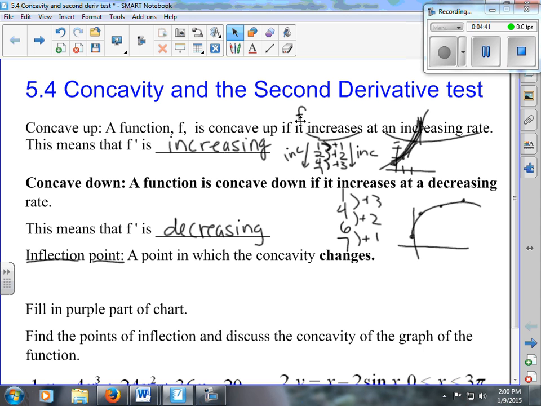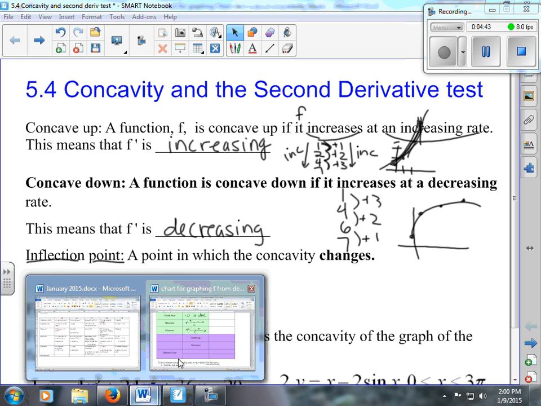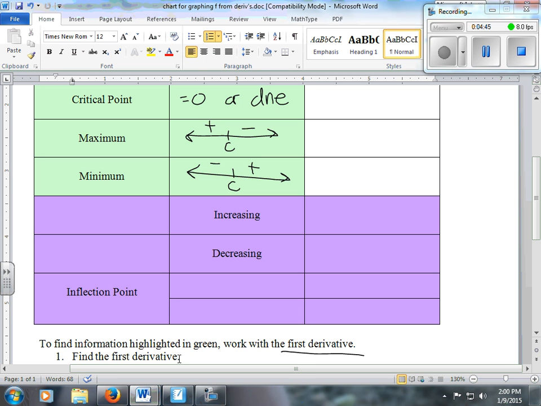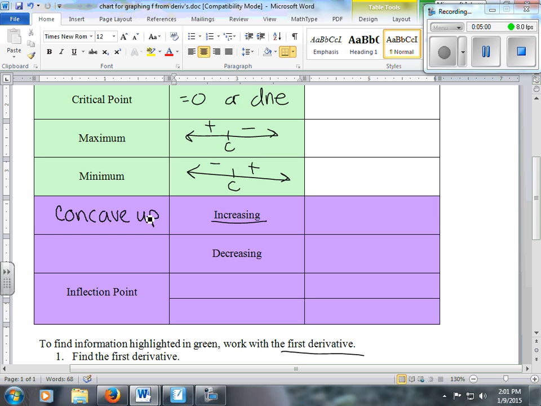All right, let's fill out our chart. Things should make sense when we fill out the chart. This is the second column here where I have the word increasing. Remember, this is my f prime column. So if f prime is increasing, then my function f is concave up. And if f prime is decreasing, then that means that my function f is concave down.